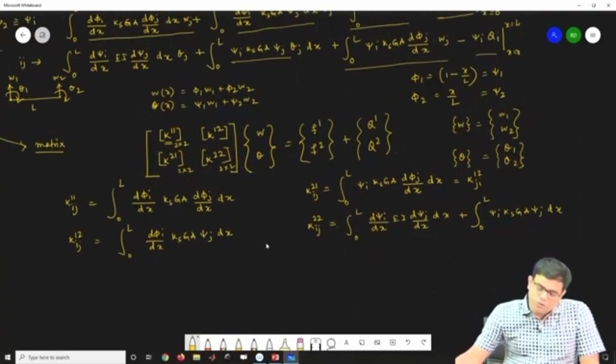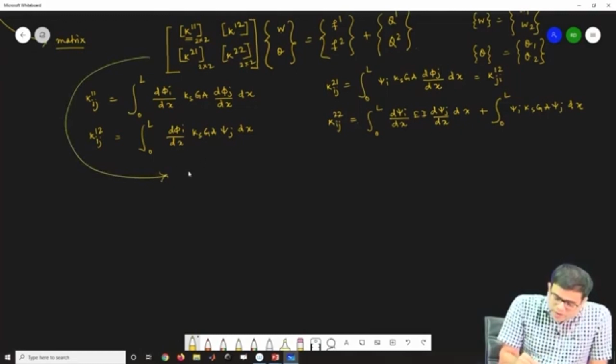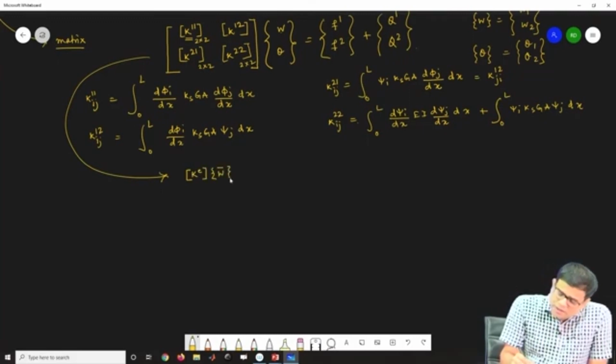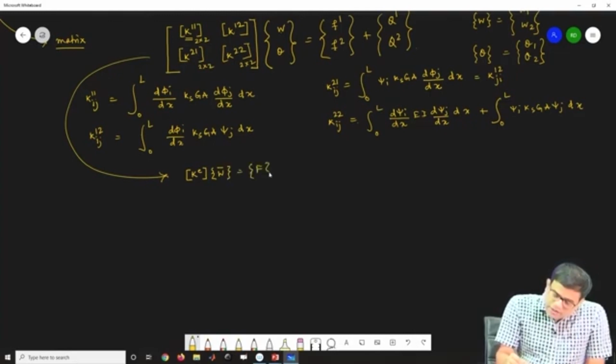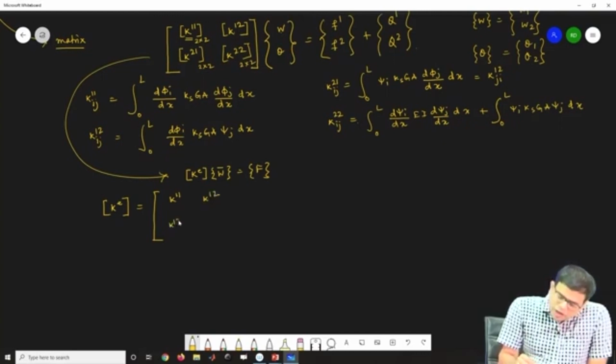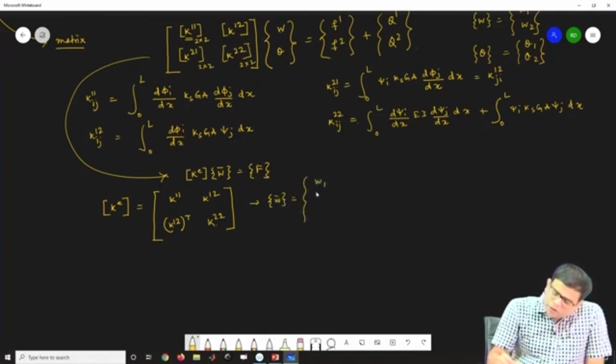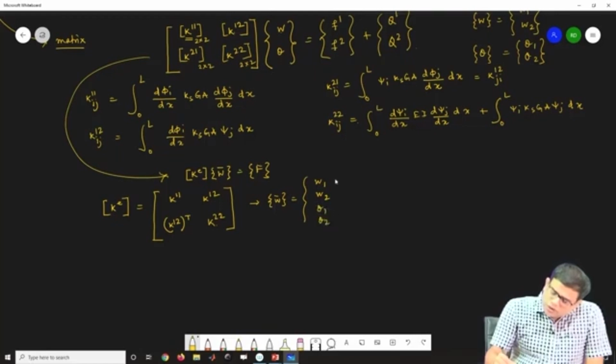Now the forcing terms, as usual, you can do. So if I write the Timoshenko stiffness matrix Ke, and I write the generalized displacement like this, then the Timoshenko stiffness matrix will have two submatrices, K11, K12, K12 transpose, and then K22, and then this W bar will be something like W1, W2, theta 1, theta 2. So this is linear.